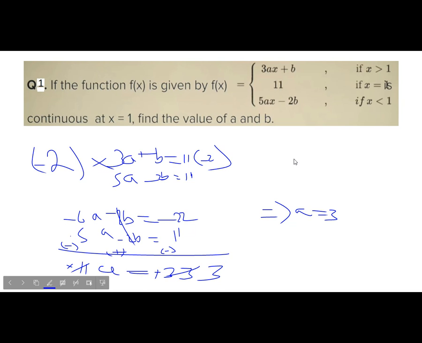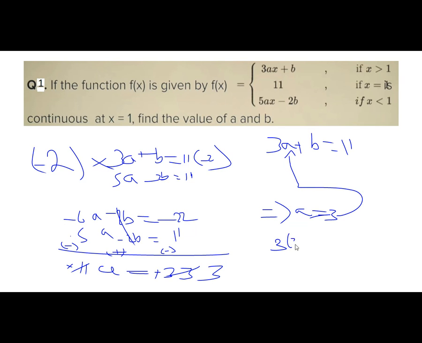If a equals 3, let's consider the equation 3a plus b equals 11, which is a bit simple, and you can substitute this value of a. So it will be 3 times 3 plus b equals 11. 3 times 3 is 9, so 9 plus b equals 11. If we take 9 to the RHS, it will be 11 minus 9, where b equals 2.